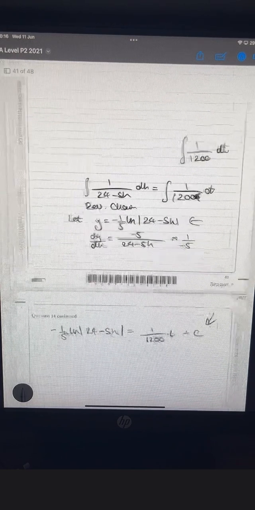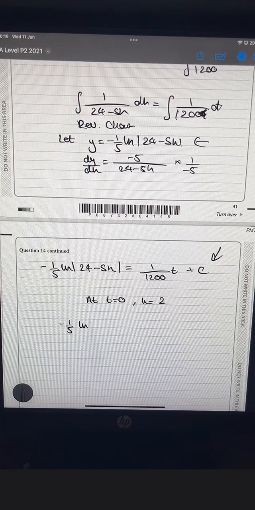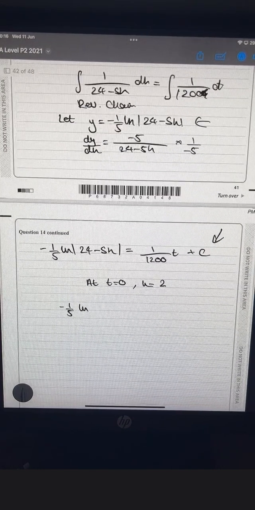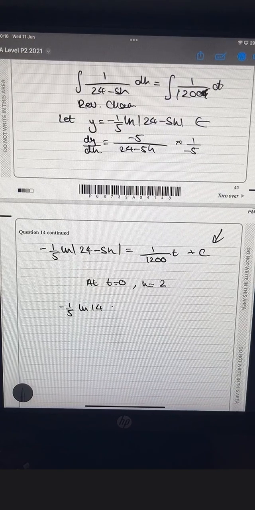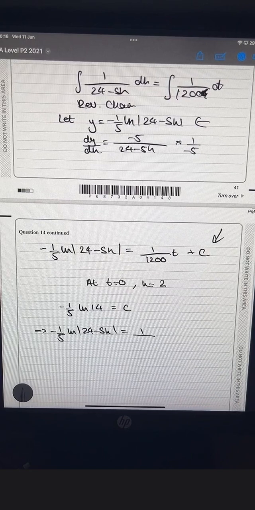So at t equals 0, they told me my height is equal to 2. So I'll just sub in. So minus 1/5 ln of 14 is equal to c. Awesome. Well, that's just what c is equal to, right? So that means my equation is now minus 1/5 ln of 24 minus 5h equals 1 over 1200 t minus 1/5 ln of 14. I've ignored my modulus sign because 14 is already positive, right?